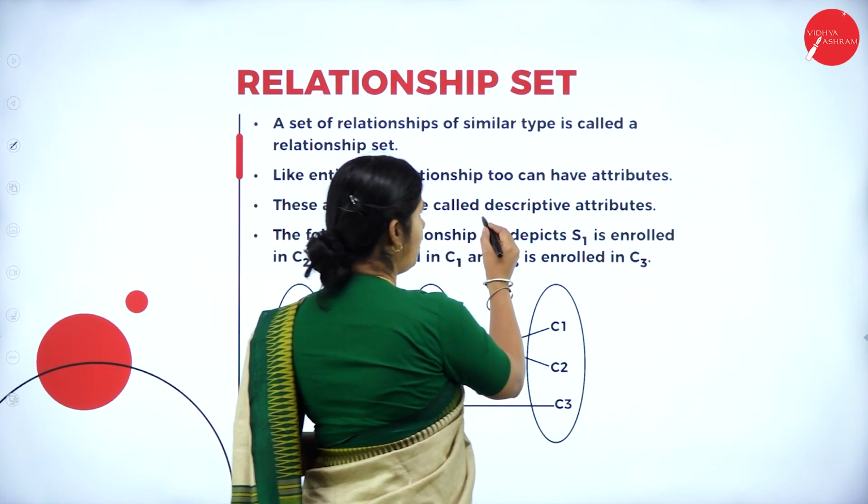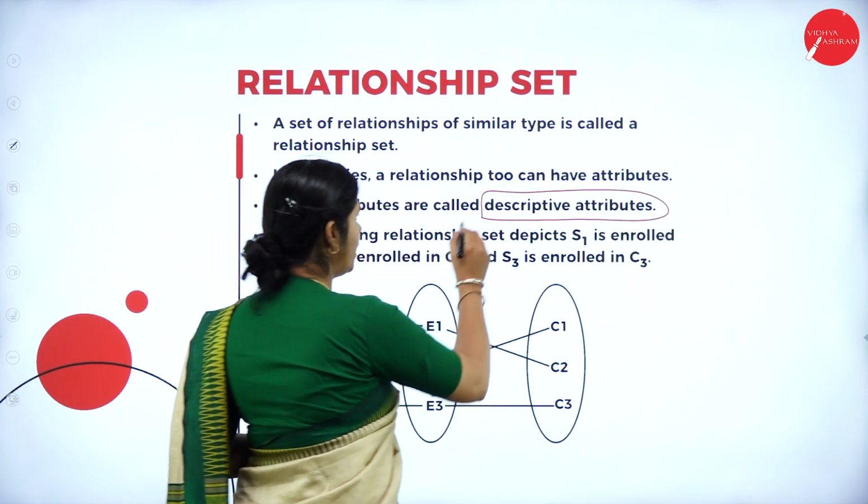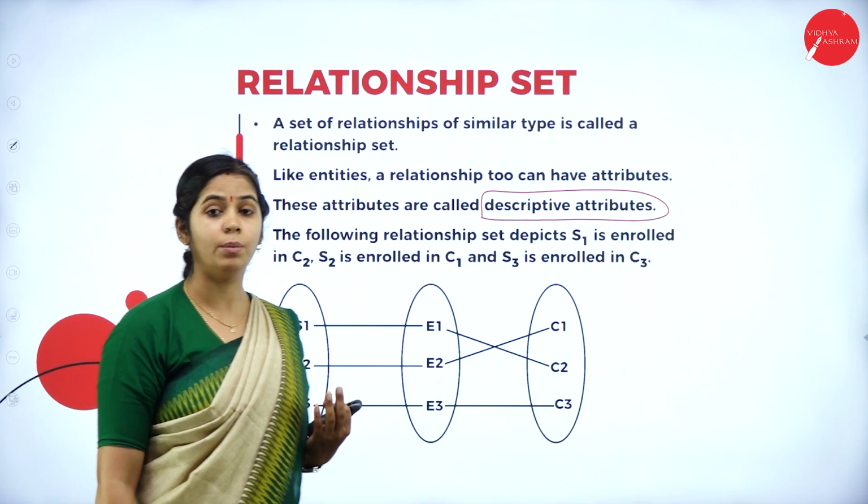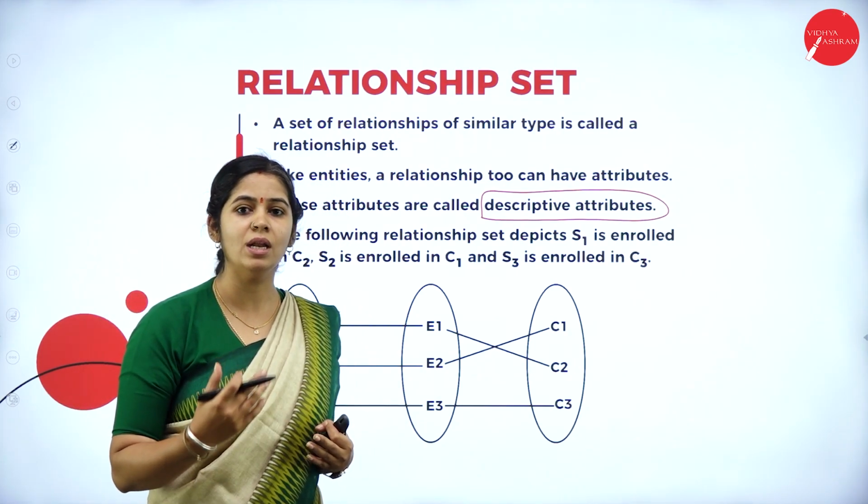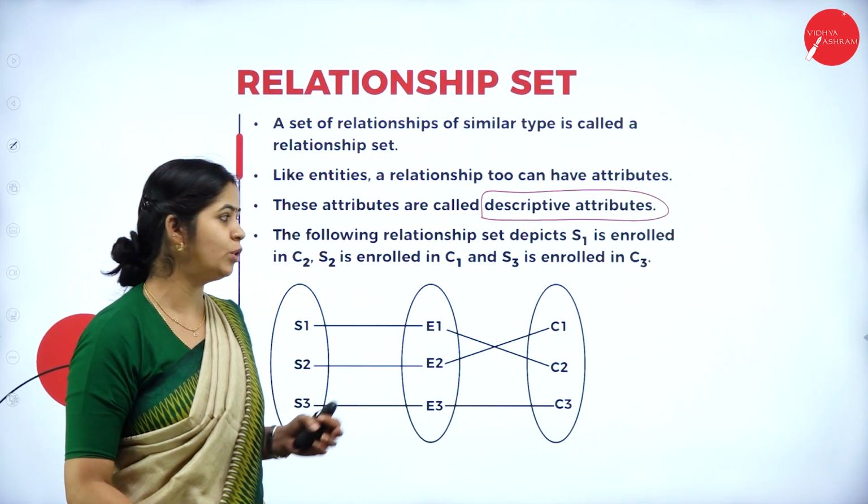These attributes are called descriptive attributes. When a relationship has some attributes, those attributes are called descriptive attributes. Descriptive, describing the relationship, is called a descriptive attribute.